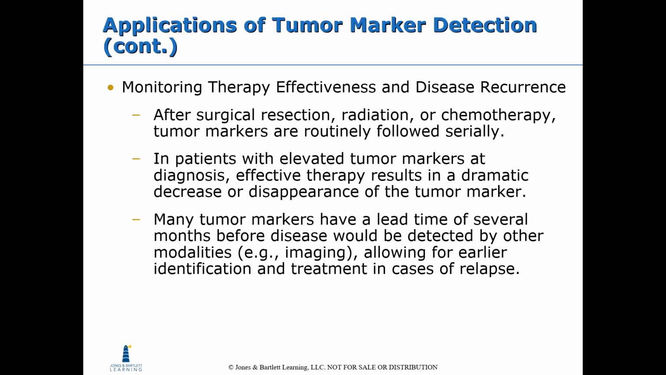Monitoring therapy effectiveness and disease recurrence. After surgical resection, radiation, or chemotherapy, tumor markers are routinely followed serially. In patients with elevated tumor markers at diagnosis, effective therapy results in dramatic decrease or disappearance of the tumor marker. Many tumor markers have a lead time of several months before disease would be detected by other modalities, allowing for earlier identification and treatment in cases of relapse.